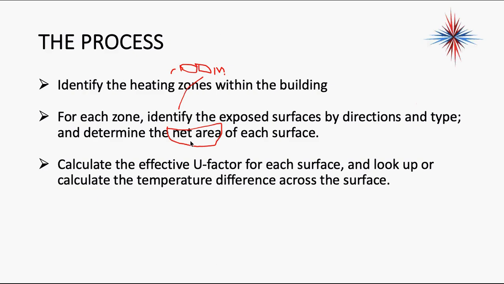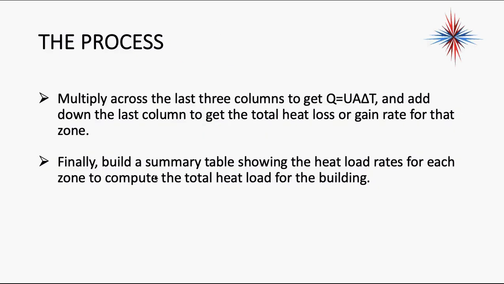Then we're going to calculate the effective U factor for each surface, or we're going to look it up in the tables. I suggest using the tables. For every net area, for each type of surface, there's a U factor. By the way, that's going to be part 3 that I haven't posted yet, but that's going to be on your spreadsheet. Then you're going to multiply across, and your spreadsheet will do this automatically for you, to get the Q, which is our heat gain or loss.